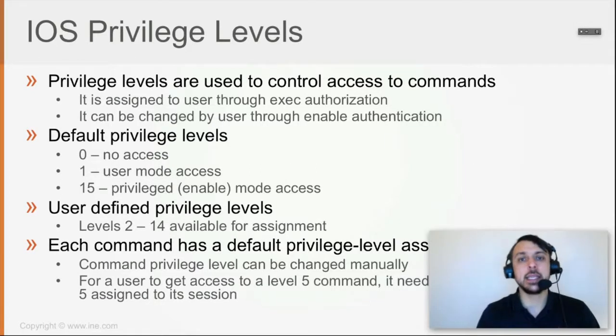What that means is that when I connect to the router, I authenticate, I get authorized, and if my current privilege level is going to be 6 or let's say 7, then I'm going to get access to all commands that have a privilege level assigned of 0 to 7. But I'm not going to be able to get access to commands that have a privilege level of 8 to 15. And hopefully that makes sense.